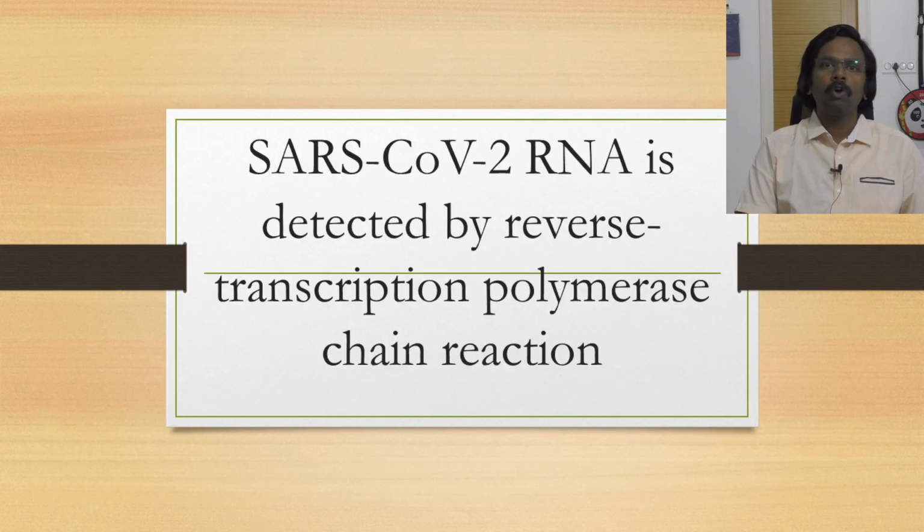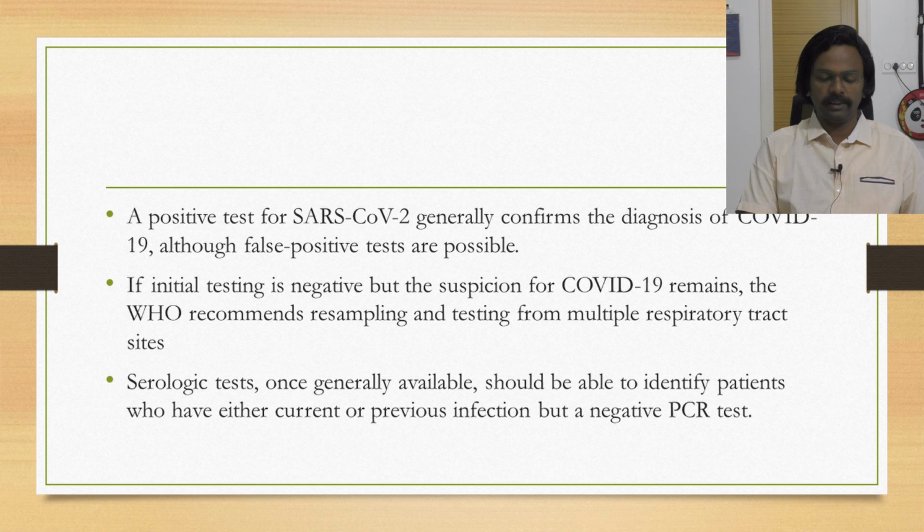The SARS coronavirus 2 RNA can be detected with the help of reverse transcriptase polymerase chain reaction. A positive test for coronavirus generally confirms the diagnosis of COVID-19. If the initial testing is negative and your suspicion is strong, you need to repeat the test so that you will not miss any case of COVID-19 pneumonia. And there are some serological tests which denote whether it's a recent infection or a past infection.